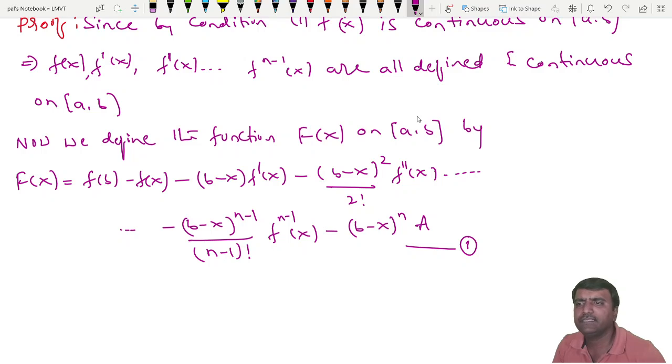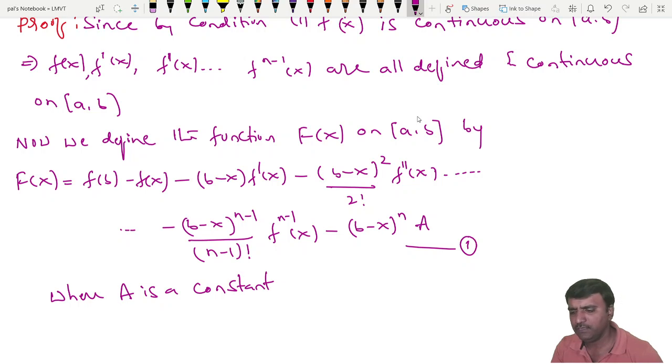So we take that this function f of x is continuous as well as differentiable. So it is continuous in the closed interval [a, b] and it is differentiable in the open interval (a, b). So write the same thing here. Before that, you write where a is a constant. So first you write what is a, where a is a constant to be determined.